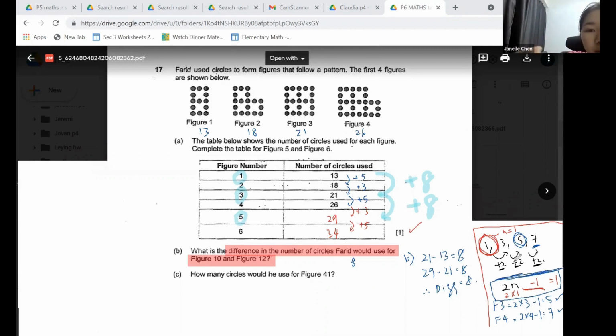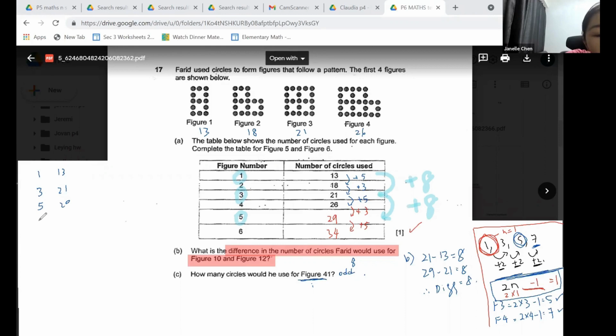So what about alternate ones? In this case, what I can see is that it's 5, 3, 5, 3. So we will look at the questions that they are asking here. They're asking for figure 41, which means they're asking for odd numbers. So maybe I will list out the odd numbers that are given here first. So it's 1, 3, 5. For 1 I have 13, for 3 I get 21, and for the other one I get 29.